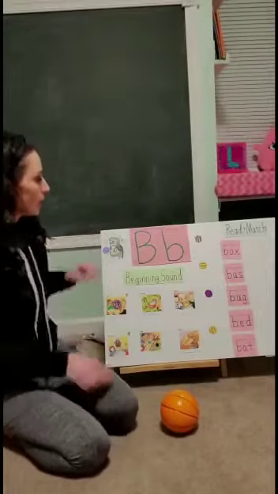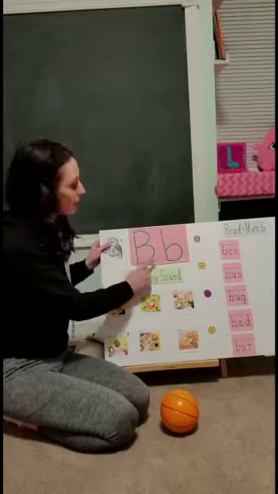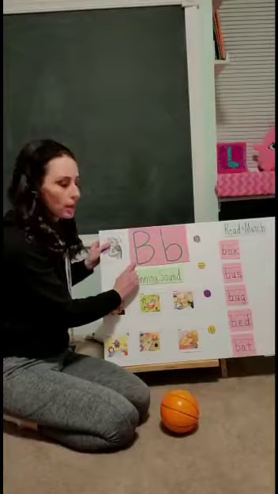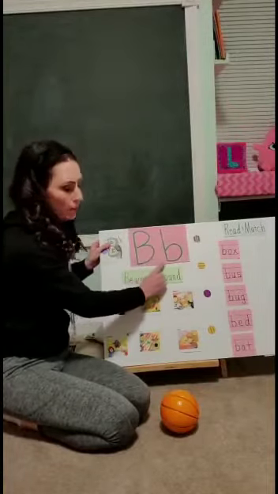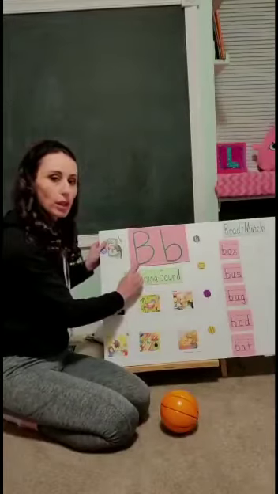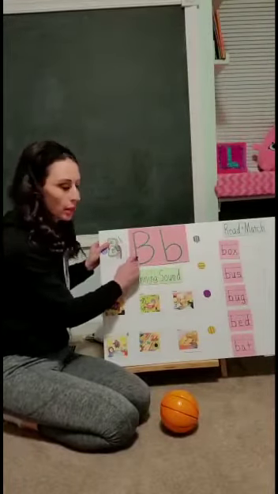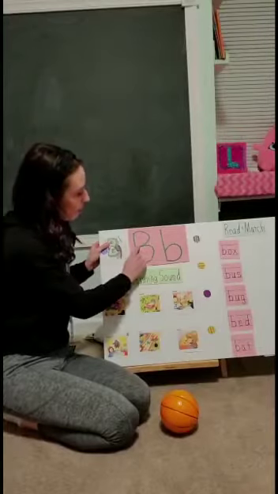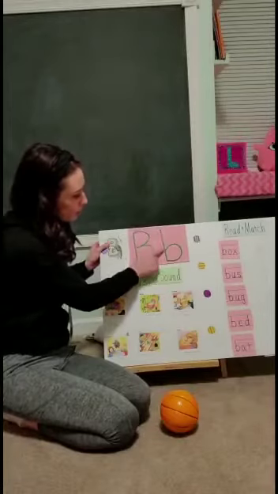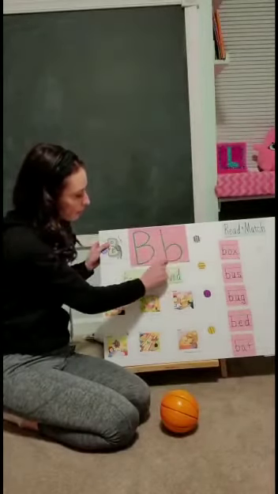Today's letter is the letter B. This is the capital B and this is the lowercase b. Let's take a look at their shape. Do these letters look the same? No, they're formed different. Let's look at the capital B. The capital B has a straight line and it goes around and back out. The lowercase b is one straight line down, pick it up, and go around.